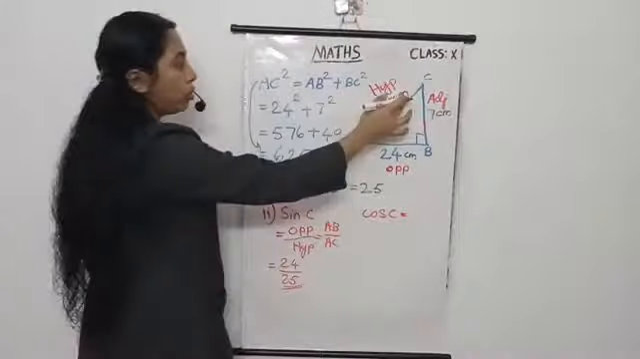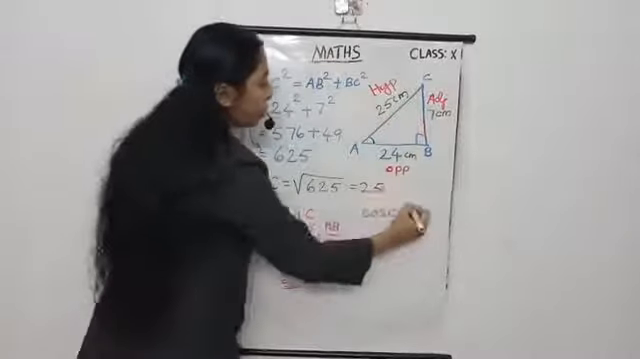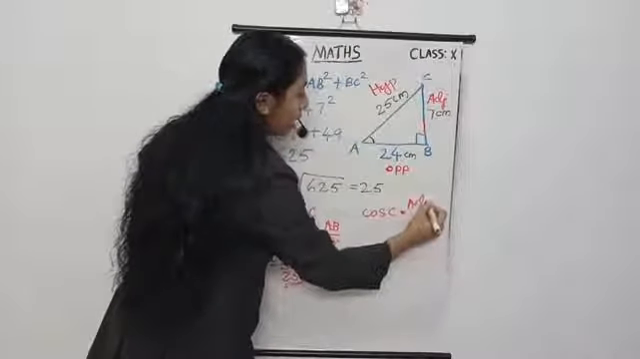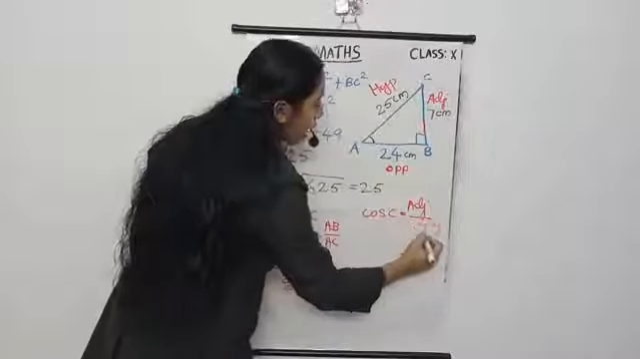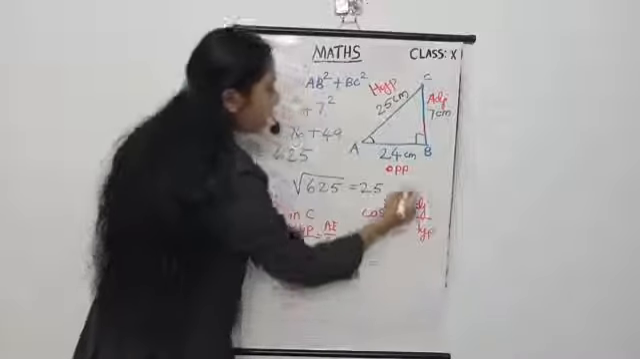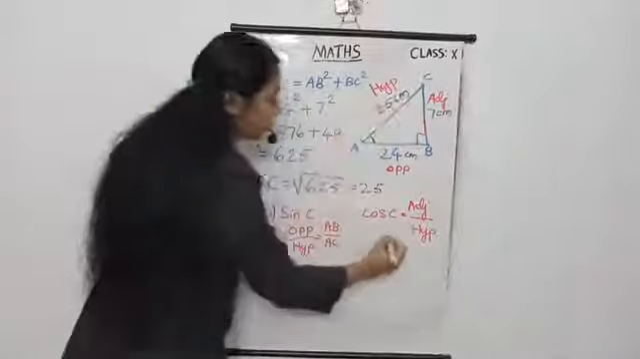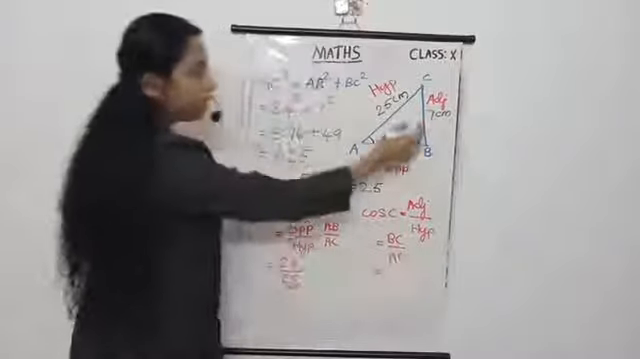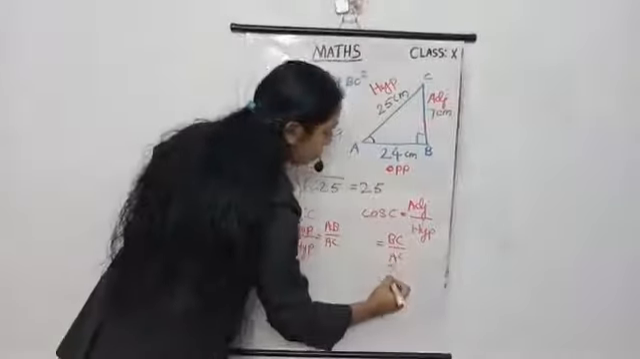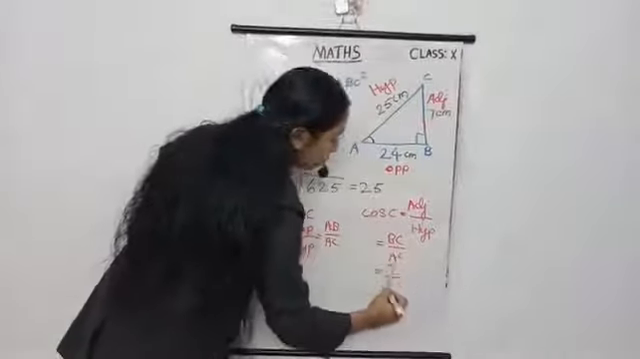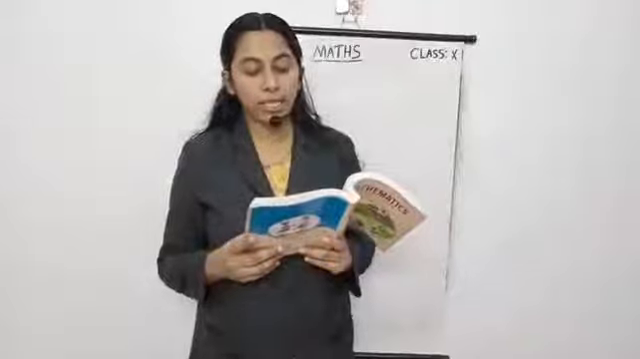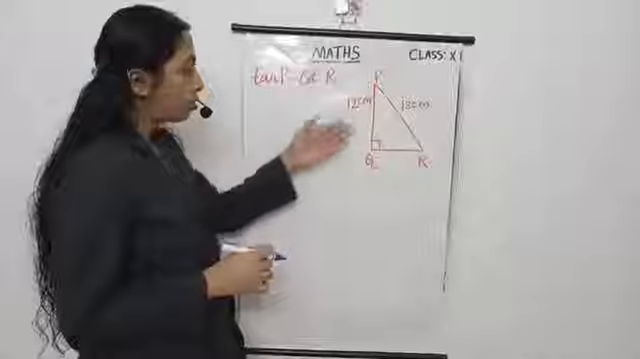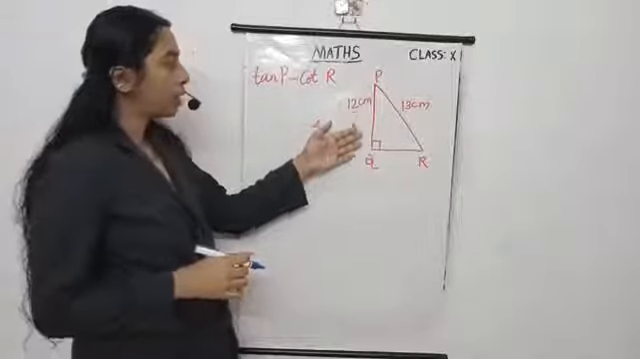And cos C. Cos means adjacent by hypotenuse, and in this question the adjacent is BC. So BC by AC, and the value of BC is 7. So 7 by 25. Now question 2. In figure 8.13, find tan P minus cot R. So this is figure 8.13.